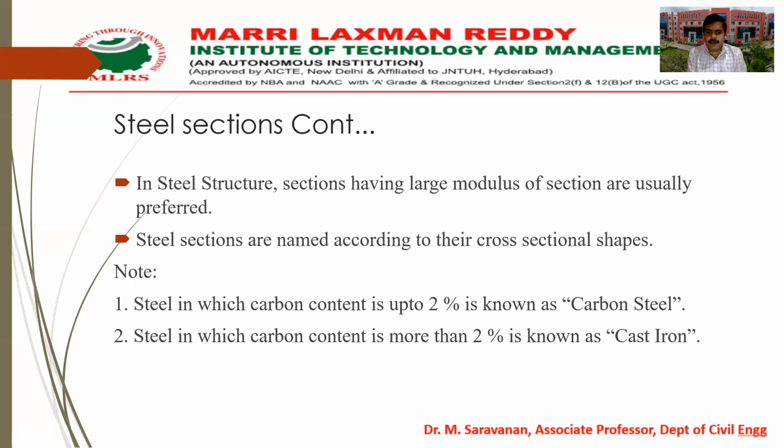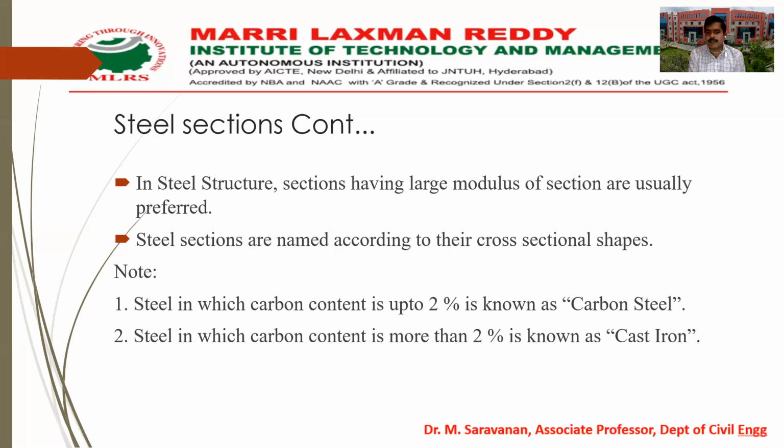In steel structures, sections having a large modulus of section are generally preferred. You know the section modulus Z is equal to I by Y. Z is directly proportional to the moment of inertia. Flexural rigidity is EI, Young's modulus into moment of inertia. So when the moment of inertia is increased, the section modulus increases. Section modulus is nothing but the strength property. So sections having a large section modulus are usually preferred in steel structures.